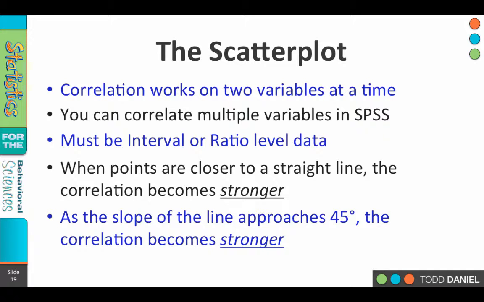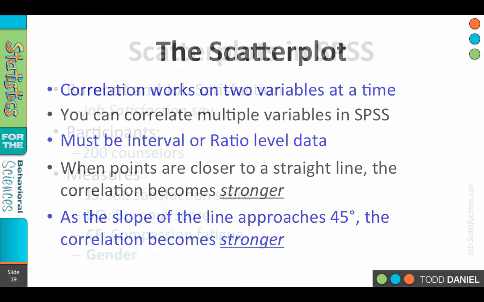When the points on that scatter plot, all those dots, are close to a straight line, we say there is a strong relationship. And the closer the dots are to the straight line, the stronger the relationship. But as the dots are different from or have more variability around the straight line, we say the relationship is weaker. Another way that you can tell the strength of the relationship from looking at a scatter plot is that as the slope of the line approaches 45 degrees, the correlation becomes stronger.